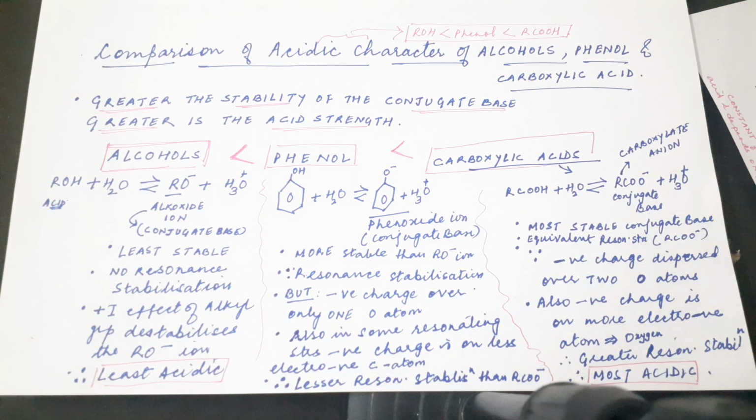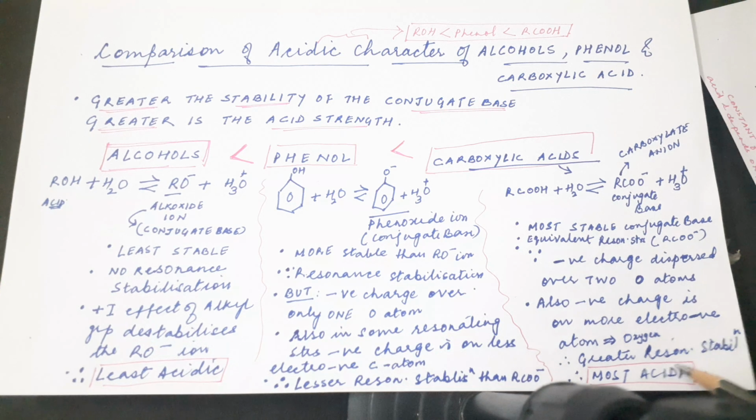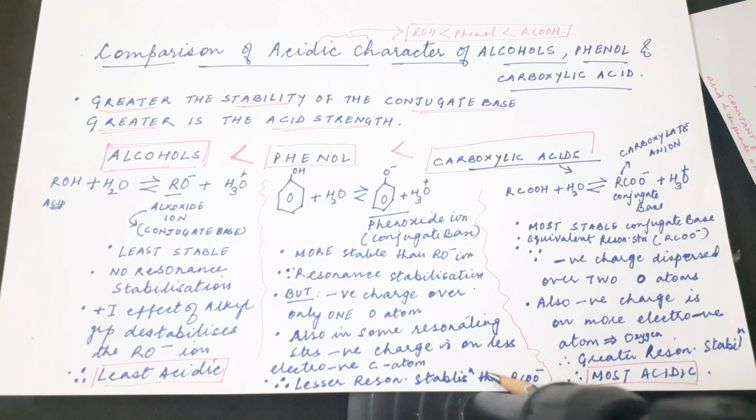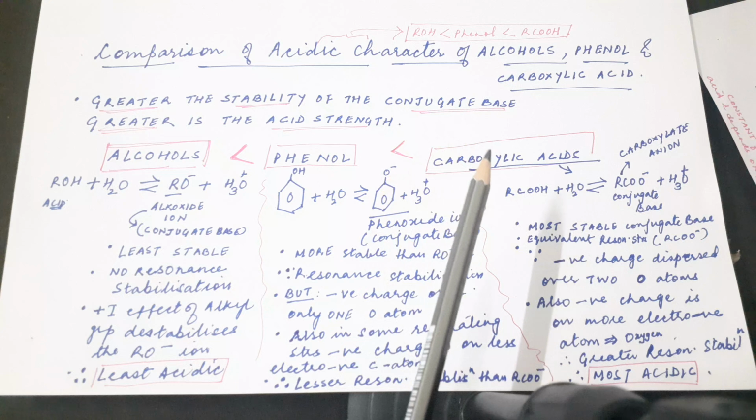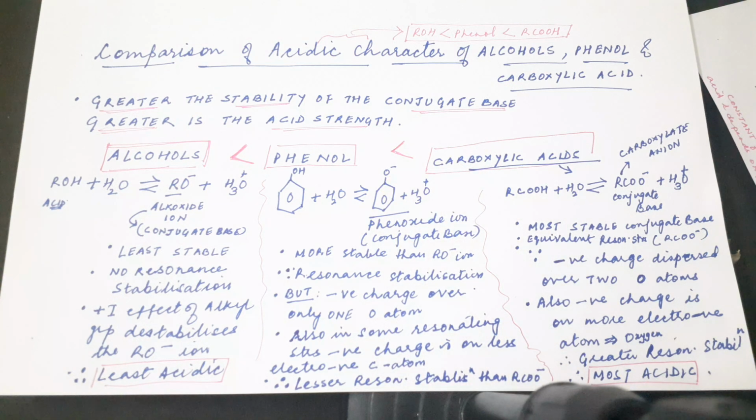So because of equivalent resonating structures, because of the negative charge being dispersed over two oxygen atoms, and also the negative charge being available on the more electronegative atom, that is oxygen, the carboxylate anion is more resonance stabilized as compared to the phenoxide ion, and therefore out of the three this is the most acidic. So if we were to compare the acidic strength here, alcohols would be less acidic than phenol, which would be less acidic than carboxylic acid.